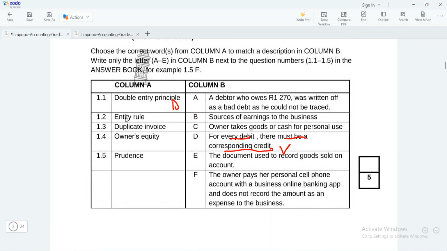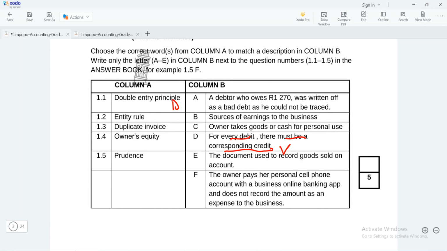Next, it says that it is a business entity rule. Sometimes they call it business entity, sometimes they call it entity rule, but it's the same. But what we know about this concept is that it says that personal affairs of the owner should be kept separate from the affairs of the business. So we need to look for something in relation to that. And if you look at this, the most relevant one is this. They're saying the owner pays a personal cell phone account with a business online banking app and does not record the amount as a business expense to the business. Okay, so now we need to ask ourselves, is this in relation to what we want? Okay, we can wait a bit.